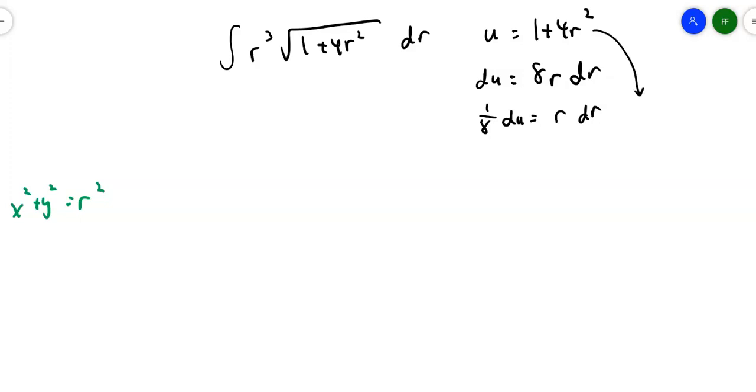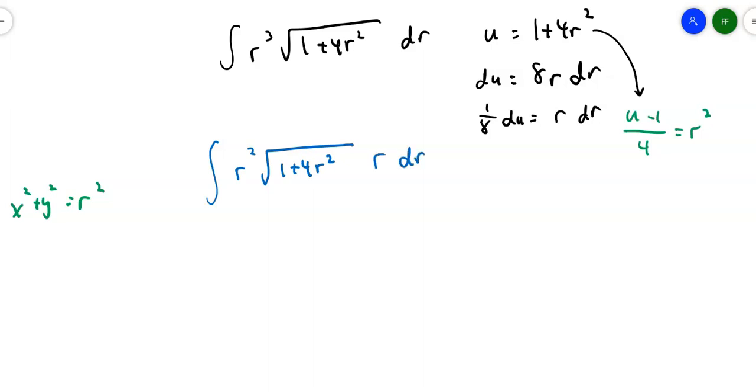The other thing I'll do is I'll take this top line up here, and I'll solve for r squared. I'll say u minus 1 divided by 4 is equal to r squared. And then when I come over here and rewrite this, I'm going to rewrite this as the integral of r squared, square root of 1 plus 4r squared, times r dr. And so the r squared, I substitute with the u minus 1 over 4, right? That is the r squared. No need for a square on the outside.